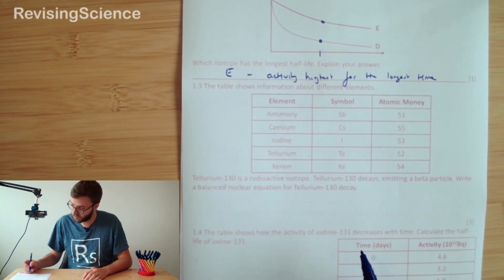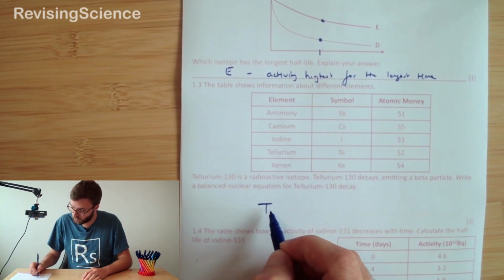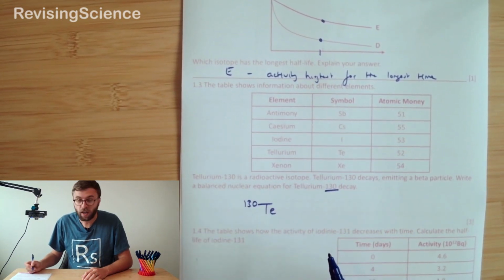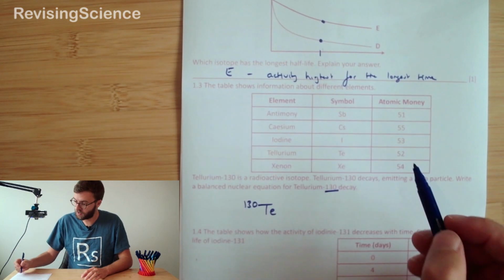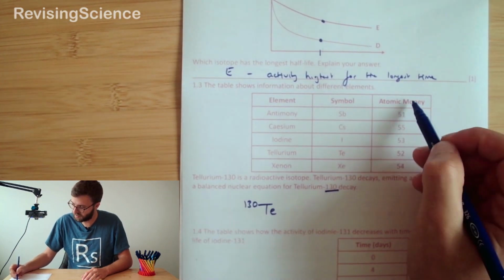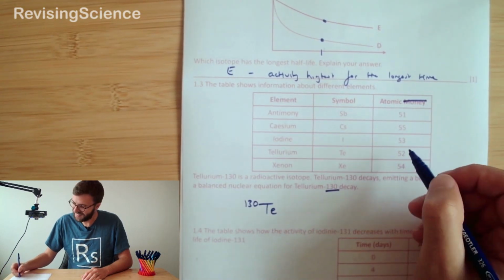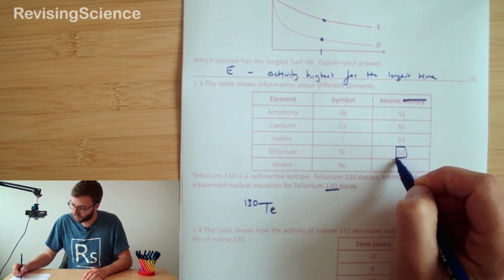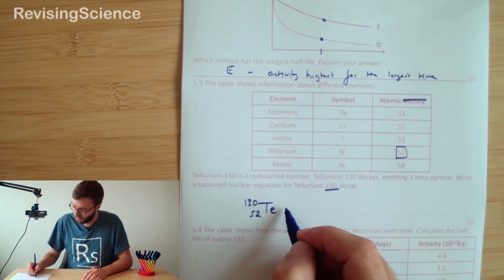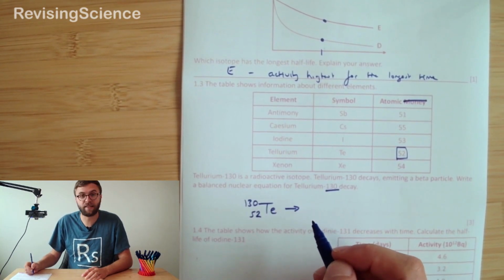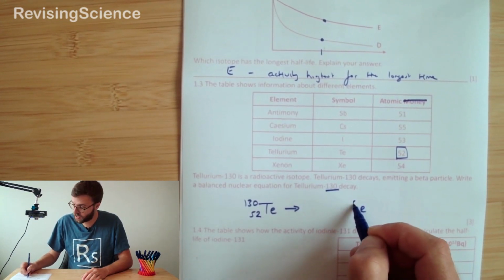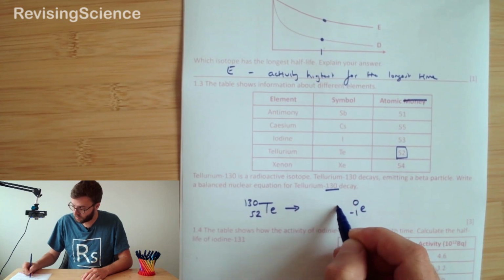So, how are we going to do this? Well, number 1, we know it starts with tellurium. We know that its mass number is 130. You don't get a periodic table in the physics exam, that's why they give you the information here. And we can see that the atomic number for tellurium is 52. So we can put our proton number down here. Now it tells us that it's beta decay, and beta decay releases an electron, which has a mass number of 0 and the charge of -1.